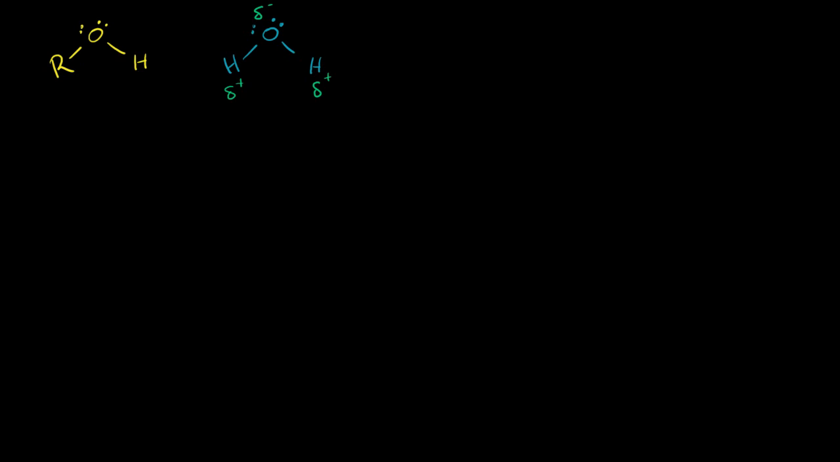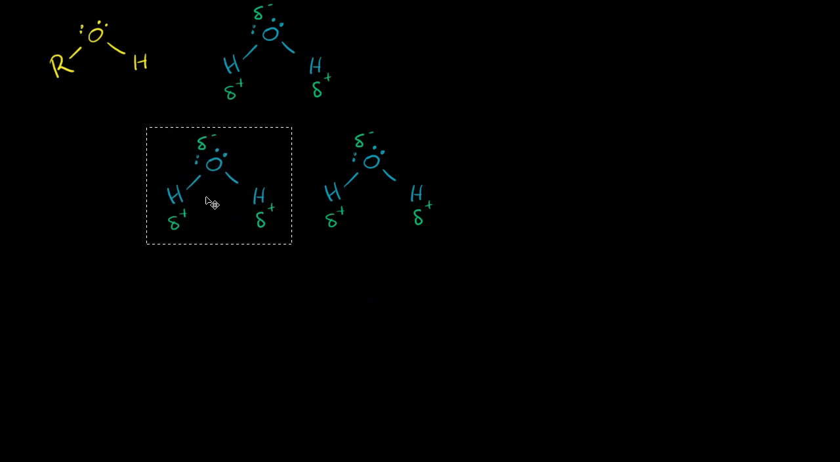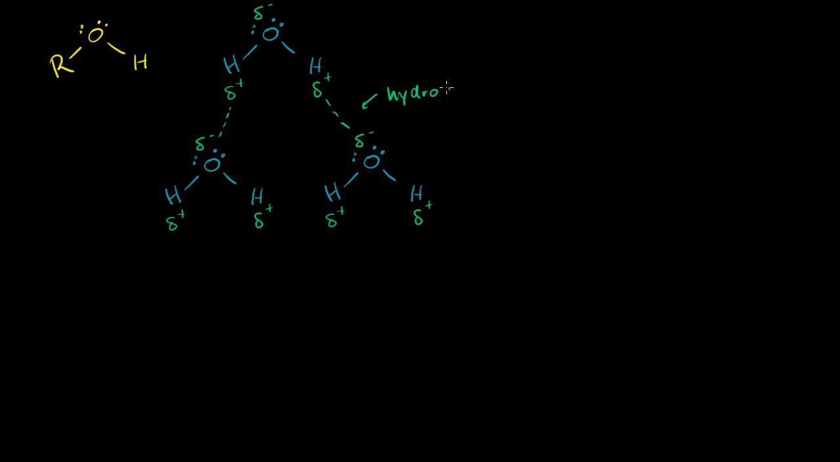So let me show this. Let me copy and paste this, and we've seen all this before in regular chemistry. So let me draw some more water molecules here, and another water molecule here. So you see, because the oxygen end has a partial negative charge and the hydrogen ends have partial positive charges, the oxygen of one water molecule will be attracted to the hydrogen of another water molecule. And we've seen this before. This we call hydrogen bonding. So that right there is hydrogen bonding.